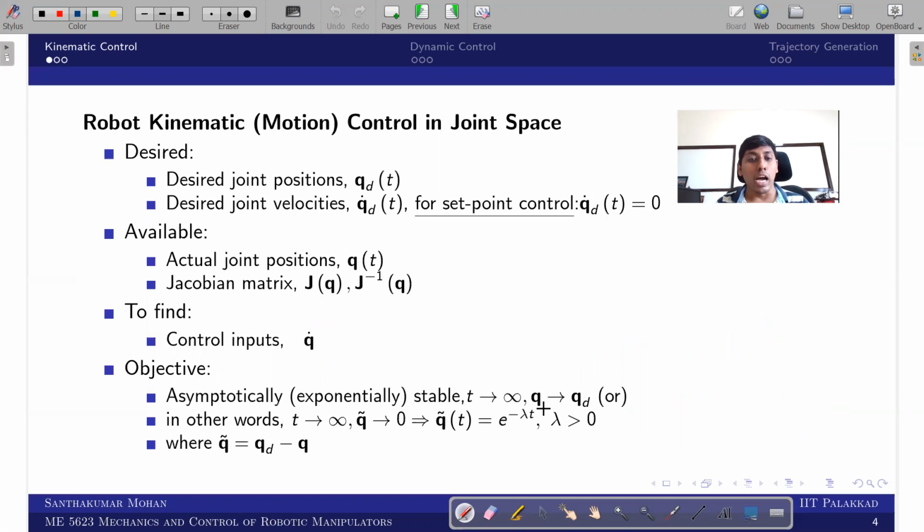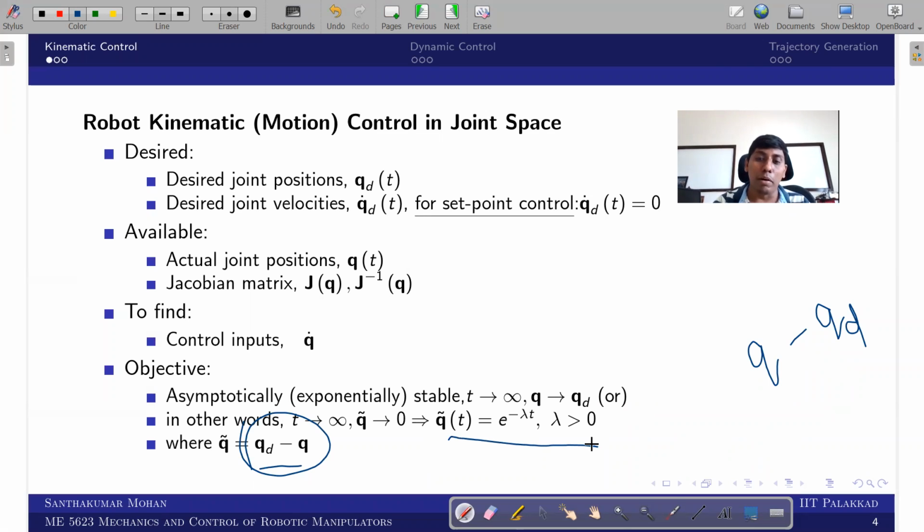Here the q tilde I am defining as desired minus actual. Mostly what we usually do is q minus q desired, but here we are taking the other way around. That is the only change. Then you can see that if q tilde is in the form of exponential to the power minus lambda t, where lambda is a positive constant, you can assure this. That is what we are looking at.